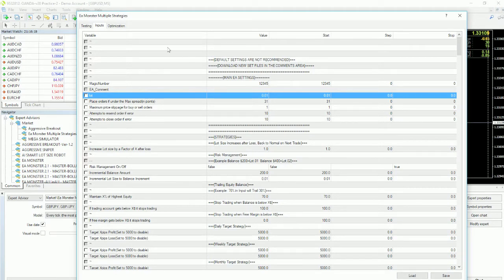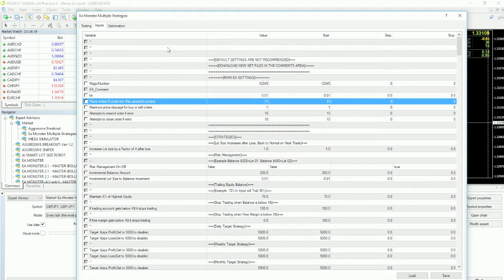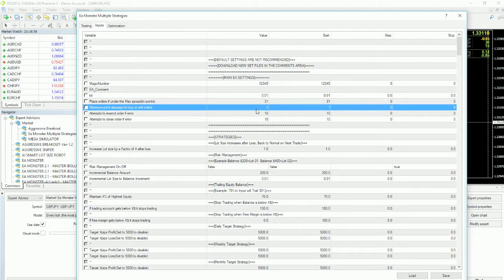But anyway, place orders if under the maximum spread. I have it set at a default of 31. You can bump that up to 51 points. I'm starting to use 51 now on a lot of my trades, because a lot of the British pound pairs go up over 4 pips a lot of times in the spread, and I'm missing out on a lot of trades because the spread filter is set at 31 points, which is 3.1 pips. So you can bump that up to 51 if you like. Experiment with it. Use what you feel is best.